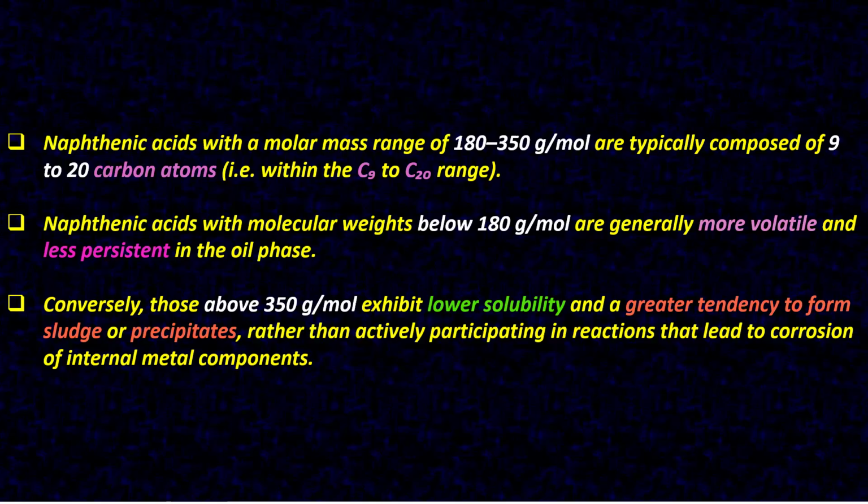Naphthenic acids with molecular weight below 180 gram per mole are generally more volatile and less persistent in the oil phase. Conversely, those above 350 gram per mole exhibit lower solubility and a greater tendency to form sludge or precipitates rather than actively participating in reactions that lead to corrosion of internal metal components.